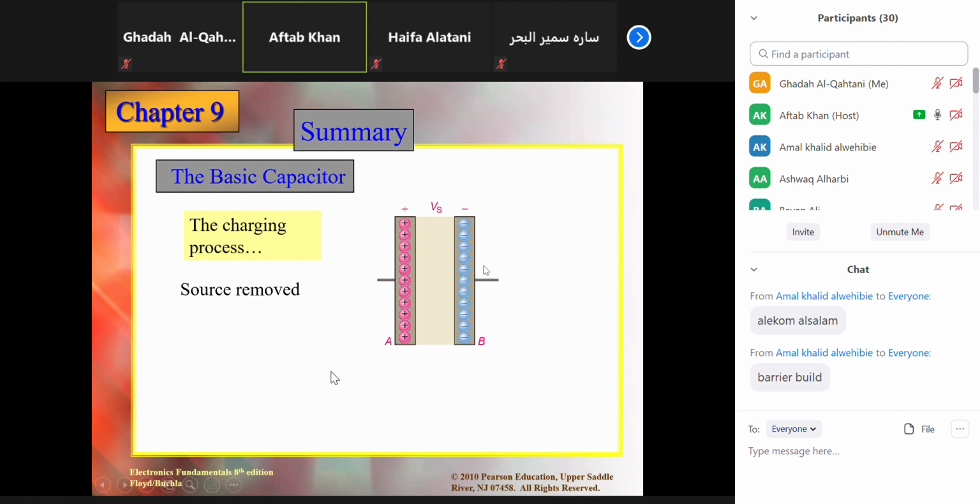If I connect any load or bulb or resistance, it will quickly decay actually. So the capacitor will store charge and can act as a temporary battery, but it is not long lasting. You just connect any load, and quickly the charge will finish.